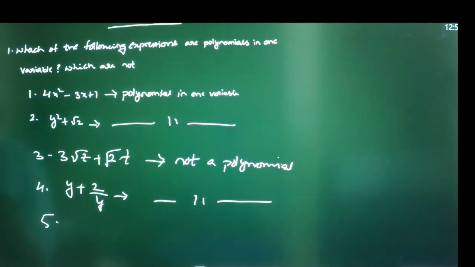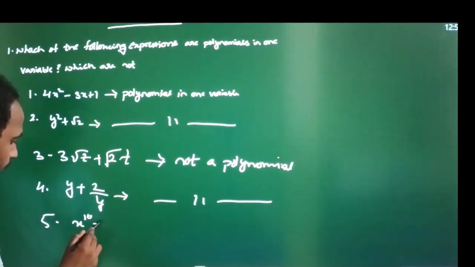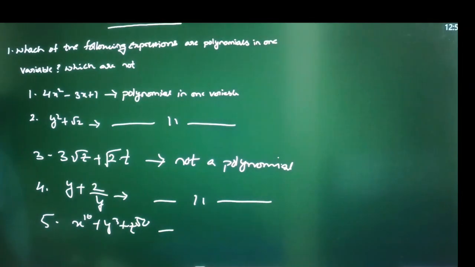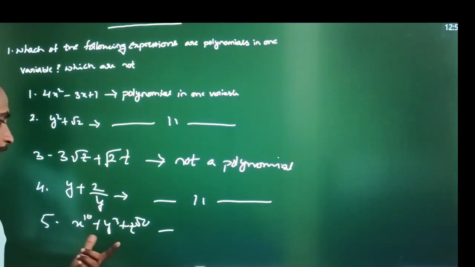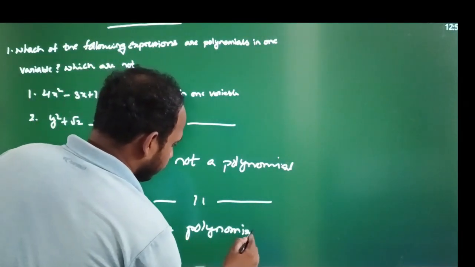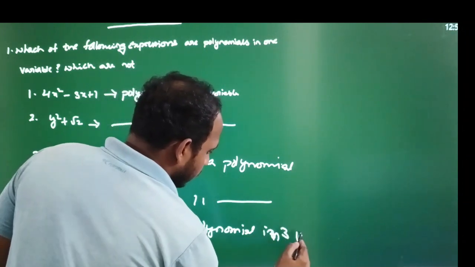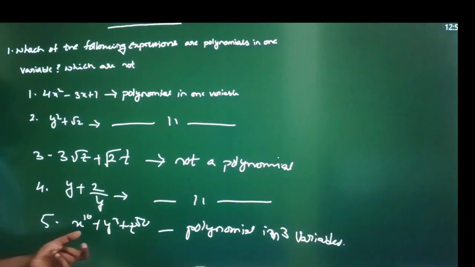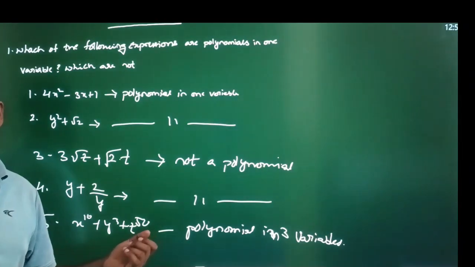Last one, x power 10 plus y cube plus t power 50. This is a polynomial, but here three variables are included: x, y, t. It is a polynomial in three variables.